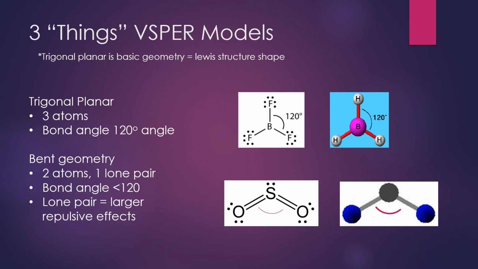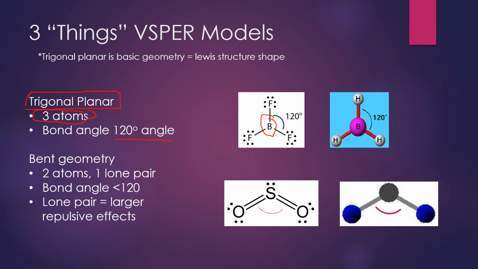Next, let's look at what if there are 3 things. So for 3 things, trigonal planar is the basic geometry, but there are variations. So looking at 3 things, we have 2 shapes that it could possibly be. So if it's trigonal planar, that means that the 3 things around it are all atoms. So the example I have here is boron with 3 fluorines around it. Notice boron has 3 atoms, but 0 lone pairs on it. So we're just looking at the central atom itself. When you have a trigonal planar shape, the bond angle is going to be 120.